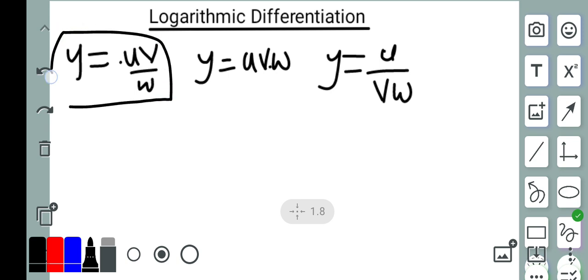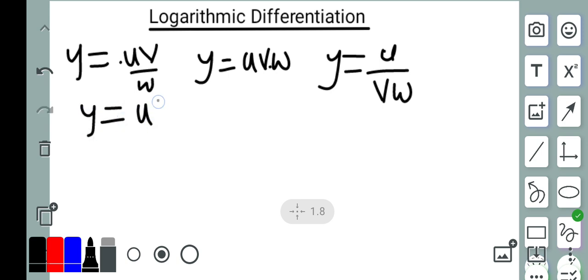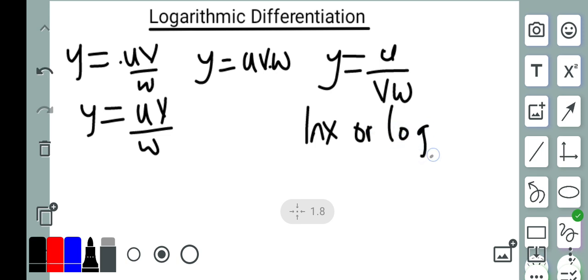Let's start with this problem here. Let's say we have y equals uvw. How do you apply logarithmic differentiation? Logarithmic differentiation is just adding your natural log to your problem. That is, you use the natural log, ln x, which can also be written as log base e of x. They are basically the same thing.